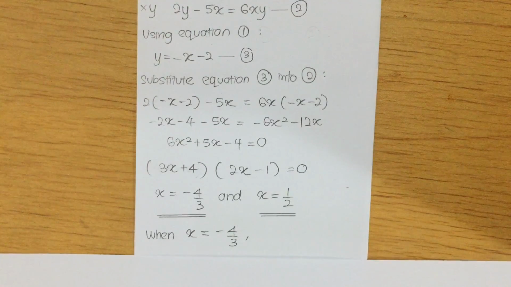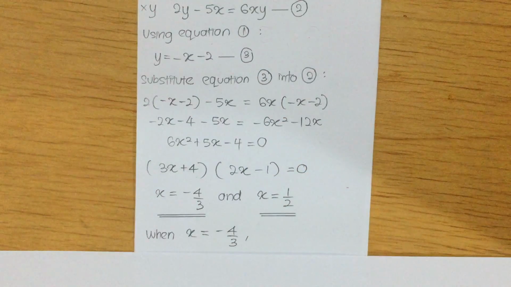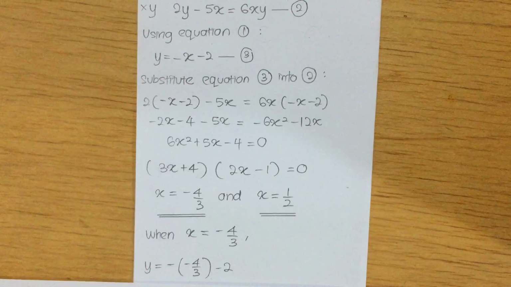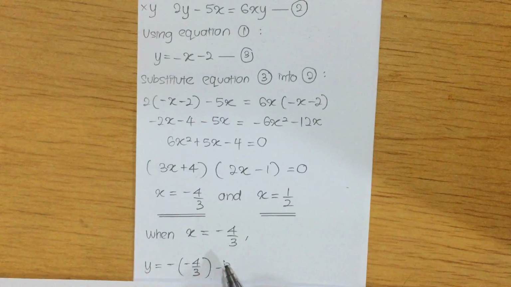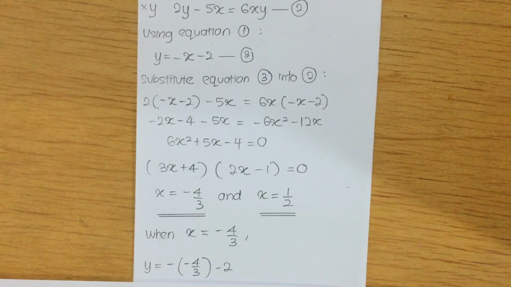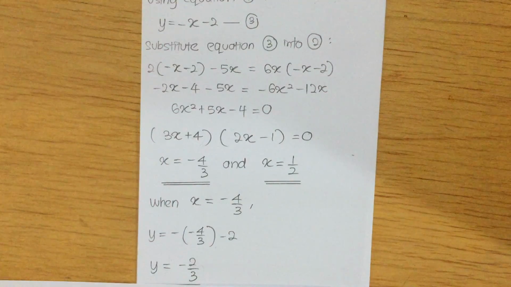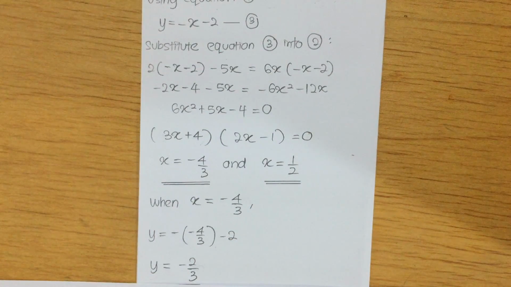When x = -4/3, in this case I'm using the third equation. So y = -(-4/3) - 2. So negative will become positive: 4/3 - 2. Then 4/3 you minus with the 6/3. You should be getting your answer y = -2/3 guys. We have already solved for the first x value. Moving on to the second x value.